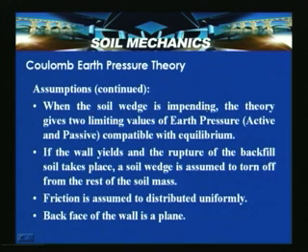So when the soil wedge is impending, the theory gives two limiting values of earth pressure, active and passive, compatible with the equilibrium. If the wall yields and the rupture of the backfill soil takes place, a soil wedge is assumed to be torn off from the rest of the soil mass, as we discussed in the previous slide. And friction is assumed to be distributed uniformly, and the back face of the wall is a plane. That is another assumption which we made.